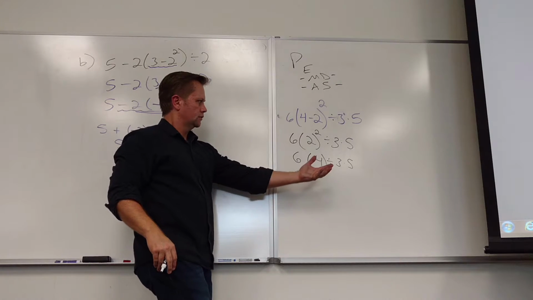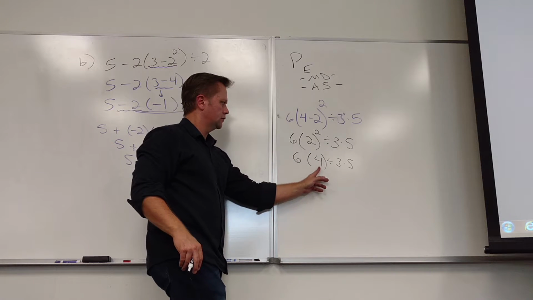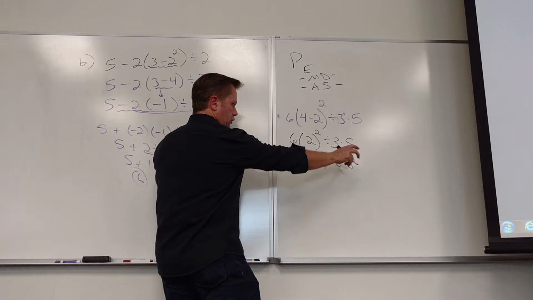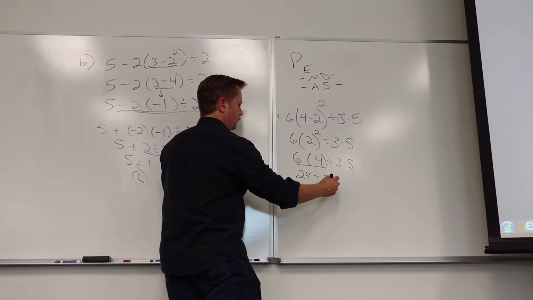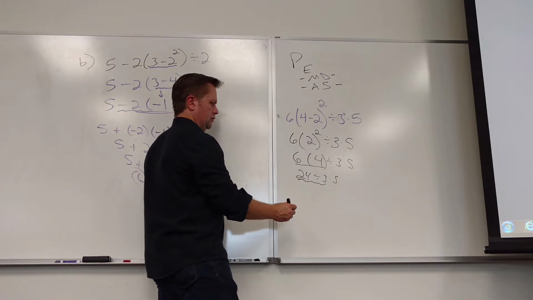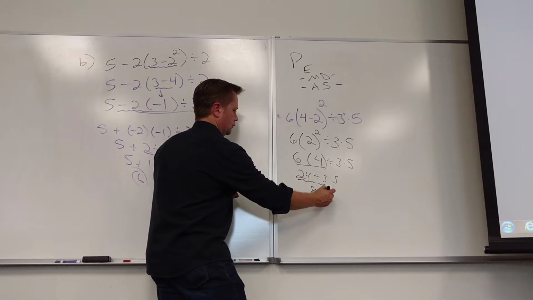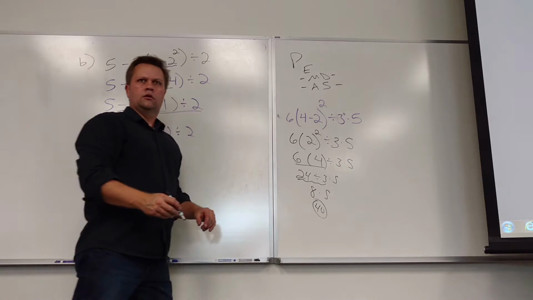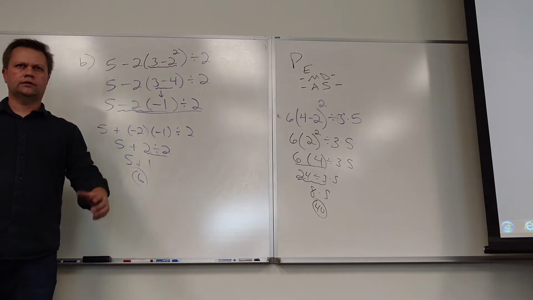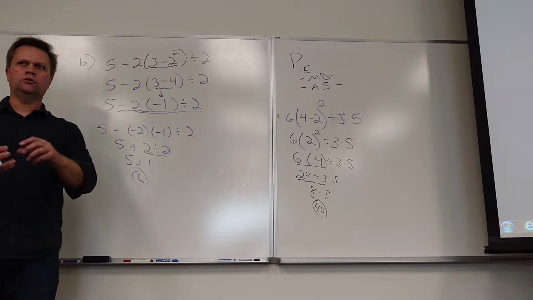Now what's next? What do I do with all these? 6 times 4. Just do it straight across. What's 6 times 4? 24. And then just write this stuff. What's 24 divided by 3? 8. And what's 8 times 5? 40. Cool. How does that feel? Okay, cool.